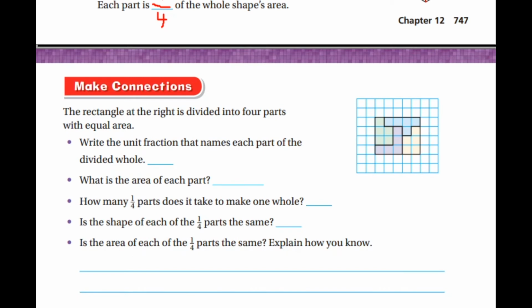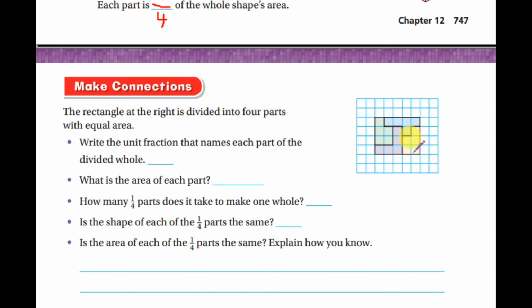Now he wants me to find the area, and if the areas are similar by counting the square net. So the rectangle at the right is divided into 4 parts with equal area. Write the unit fraction that names each part of the divided whole. Okay, so in this shape he has a rectangle and he divided it into 4 equal areas.